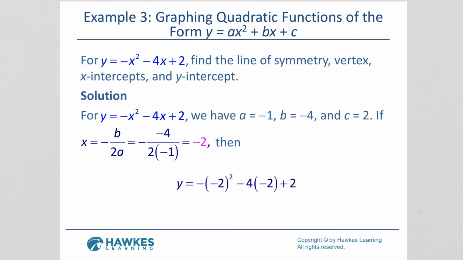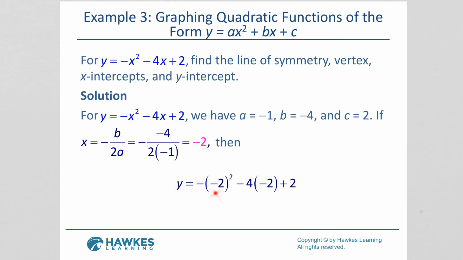Then we can figure out, again, this negative 2 is going to be our axis of symmetry equation line. It's also going to be the x-coordinate for our vertex. So we're going to take that number and plug it in to figure out what our y-coordinate is for our vertex.